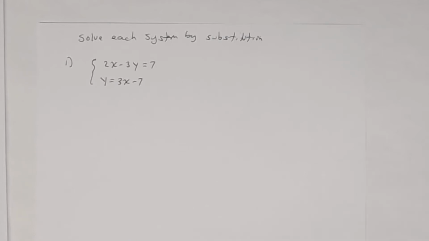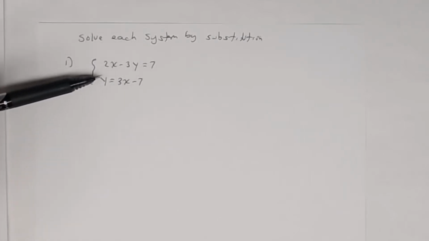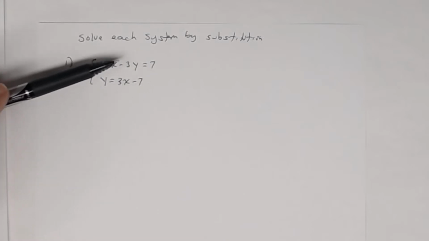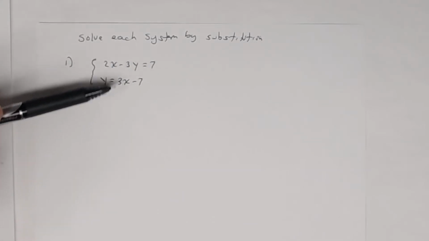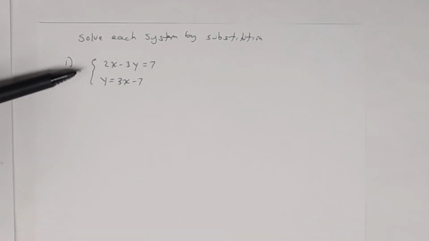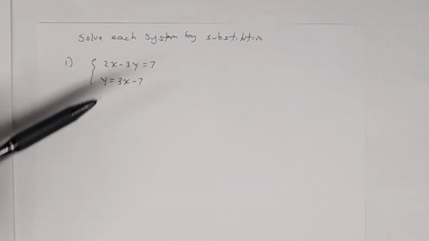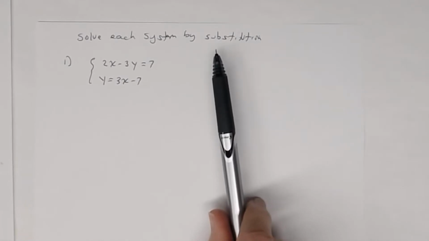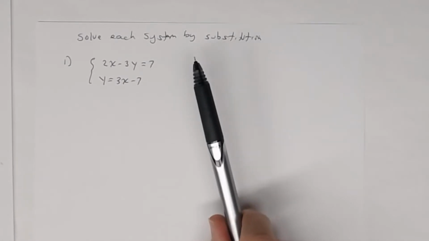Okay, so in this lesson, we're going to learn how to solve a system of linear equations. Notice these are linear equations, and this is a system because I have these two linear equations in one set, so to speak. We want to solve this system by substitution. So always make sure you follow directions. The directions say to use substitution.